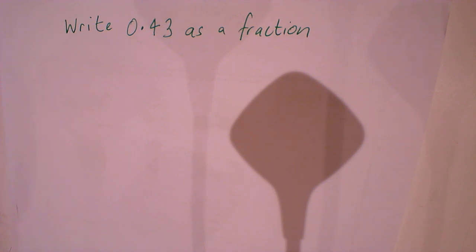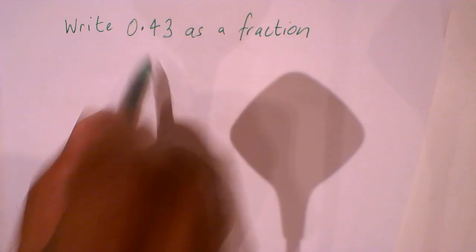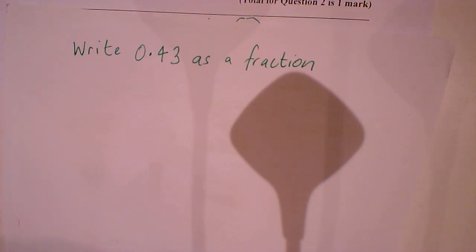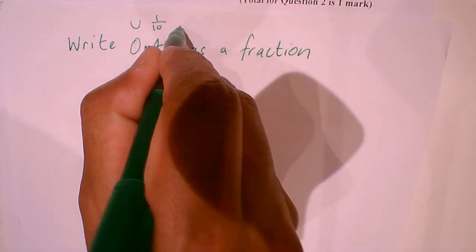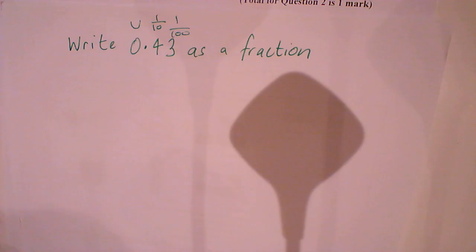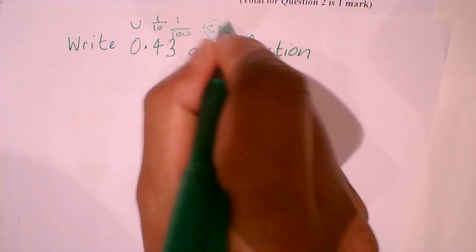Pause the video, and then once you've answered the question, press play. Again, same thing as before. Step 1, label my place values: units, 1/10, 1/100th. So that's my step 1.